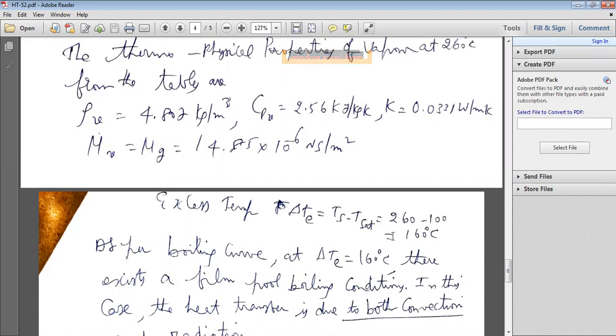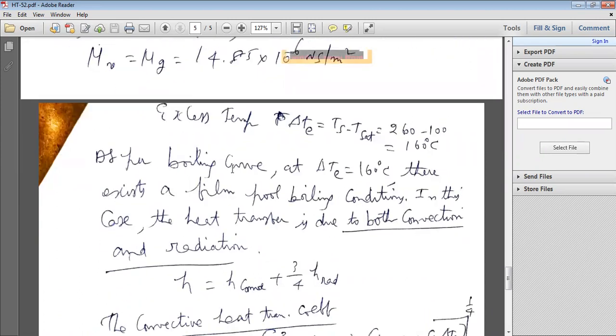So excess temperature 260 minus 100, that is 160. Because from the boiling curve, if you observe, up to 150 degrees centigrade it is nucleate boiling, and above 150 degrees centigrade it is film boiling. So from the boiling curve, it is observed that at excess temperature 160 degrees centigrade, there exists a film boiling condition. In this case, the heat transfer is due to both convection and radiation.